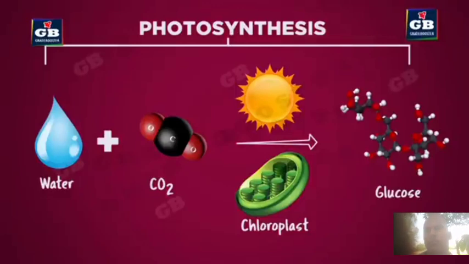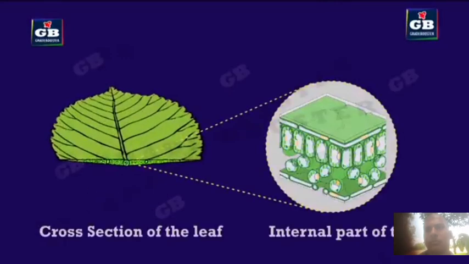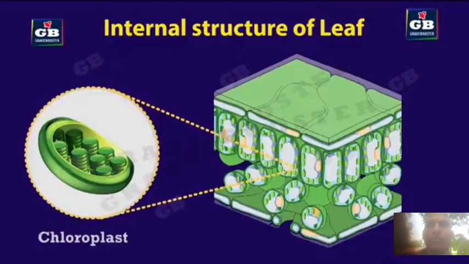We know that photosynthesis takes place inside the green leaves. But do you know the exact location of photosynthesis inside the leaf? If we look at the cross section of any leaf under a microscope, we will be able to see this kind of green structures. These are chloroplasts. These are the structures in which photosynthesis takes place.